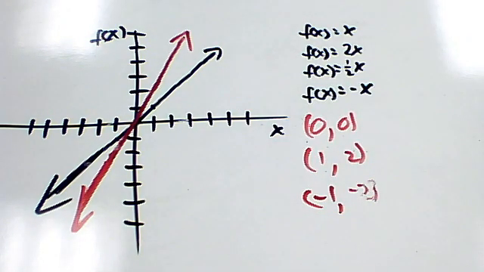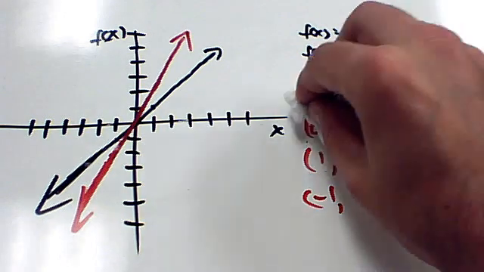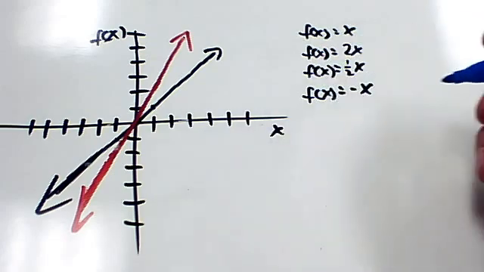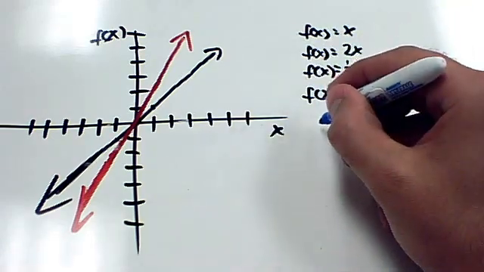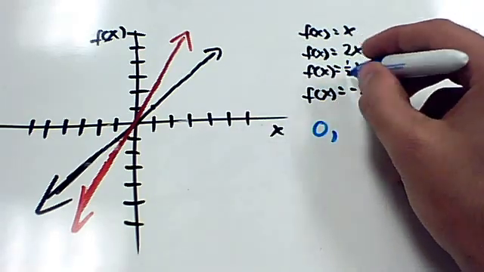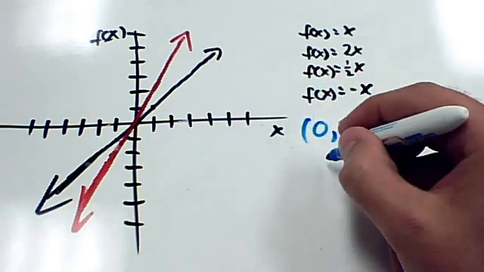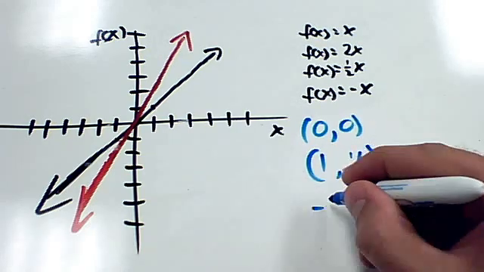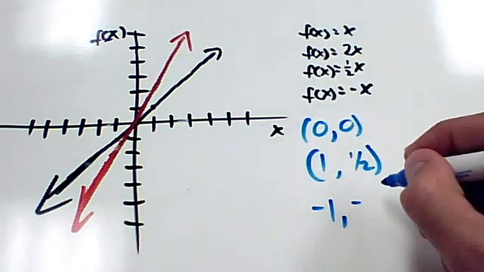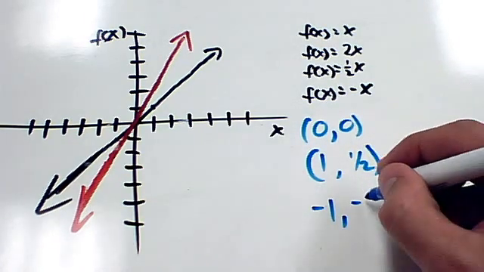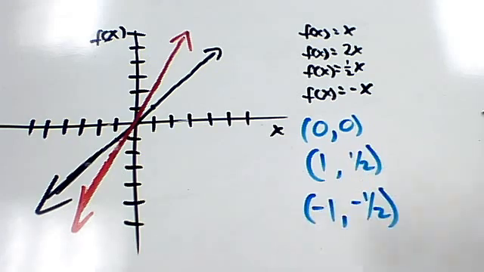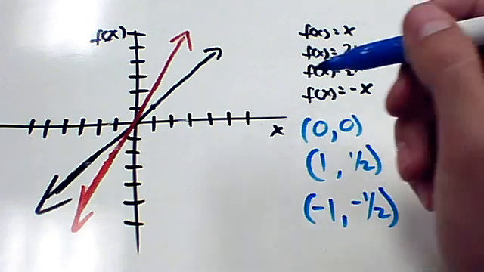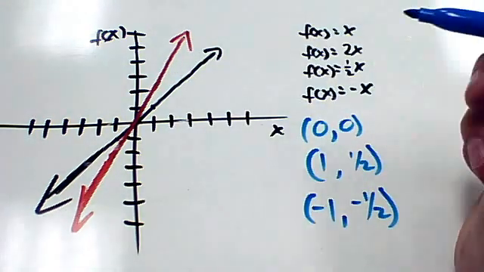Okay, so let's try the next one. f of x is equal to 1/2 x. And so when x is 0, 1/2 times 0 is just 0. When x is 1, 1/2 times 1 is 1/2. When x is negative 1, negative 1 times 1/2 is negative 1/2. Right? And you don't have to use these x values. You could use any of them. I just use these because they're easy.